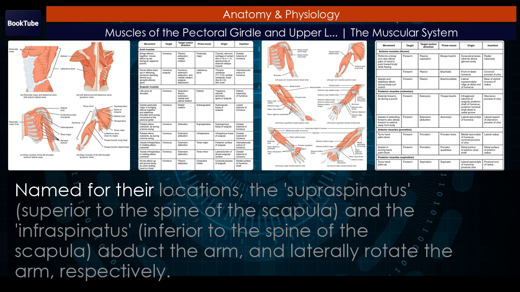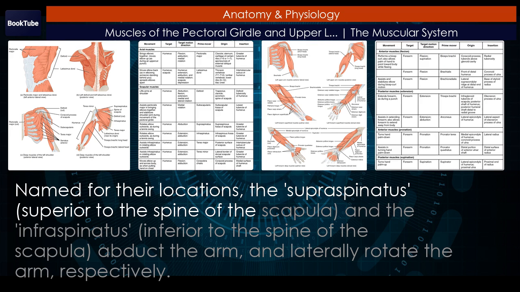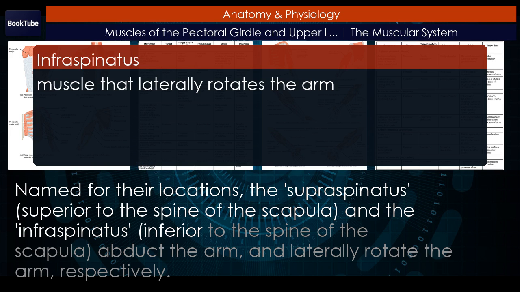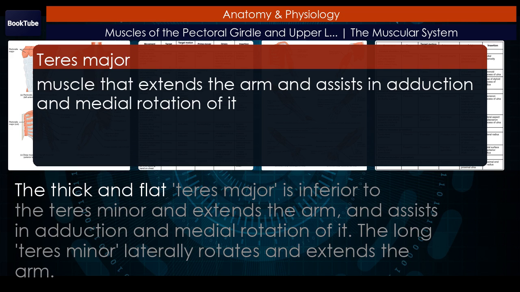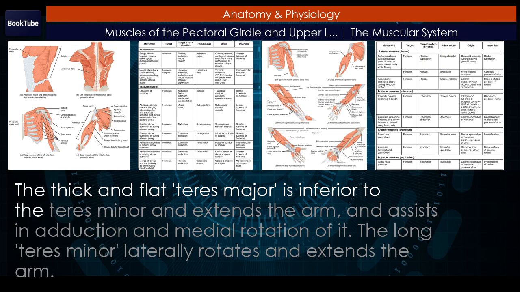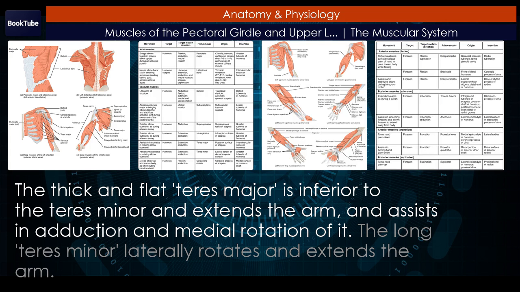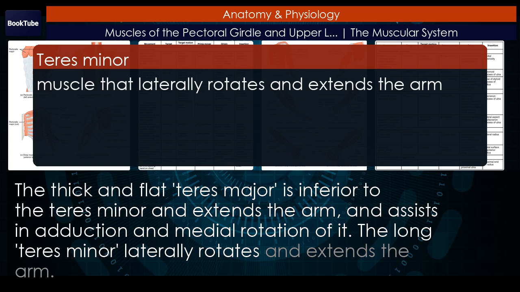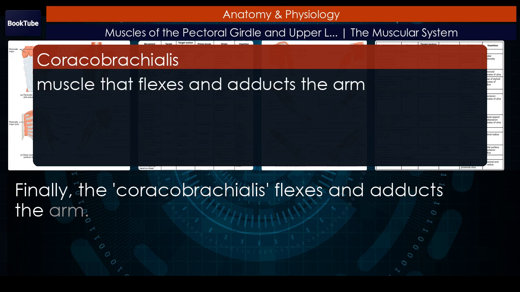Named for their locations, the supraspinatus, superior to the spine of the scapula, and the infraspinatus, inferior to the spine of the scapula, abduct the arm and laterally rotate the arm, respectively. The thick and flat teres major is inferior to the teres minor and extends the arm and assists in adduction and medial rotation of it. The long teres minor laterally rotates and extends the arm. Finally, the coracobrachialis flexes and adducts the arm.